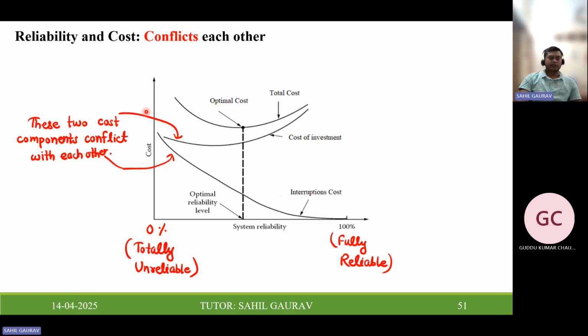So reliability and cost generally conflict with each other, and that we see in the optimization part also. These two are conflicting with each other in multi-objective optimization problems, where we have used the Pareto front approach to solve this multi-objective optimization problem, because higher reliability and lesser cost always conflict with each other. So we have to choose the optimal one.